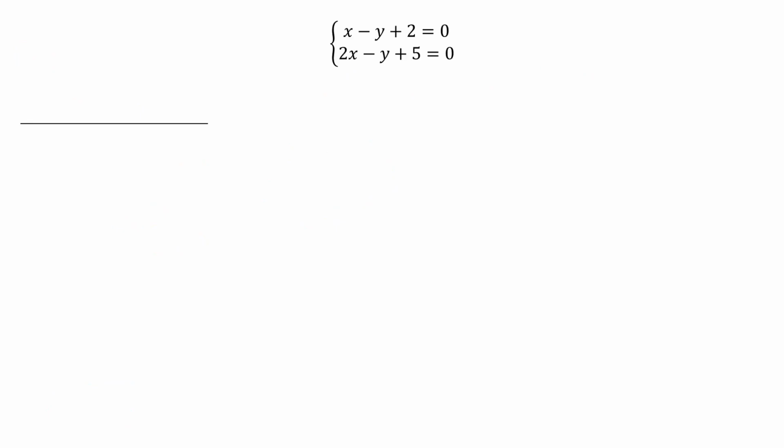Okay, here's this one. X minus y plus 2 equals 0. 2x minus y plus 5 equals 0. What I would really love for you to do is write this one down, try this all by yourself, and then come back and check it. So write it down, pause the video, do the work, then turn it back on and check it. And I'm going to do it.